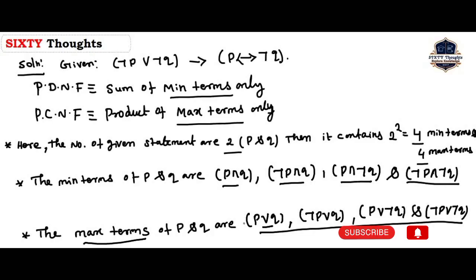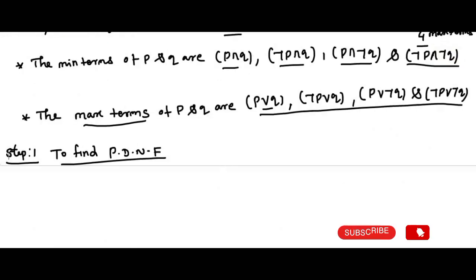Now I am going to find the PDNF first. So what is step number 1? We find the PDNF first. We consider the statement as capital A, which is equal to the given statement, P or negation Q.